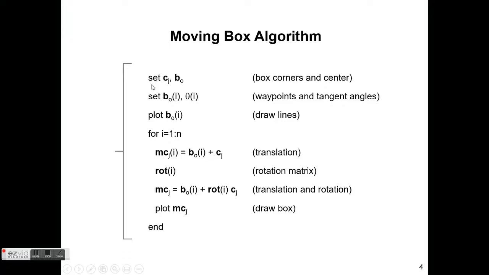At the beginning, you have to define the corner points, the box corner points, and the center vector. And then you have to set waypoints if it's a curve, and then you have to define the tangent angle, and you can draw the line here. For the other waypoints, you have to go through a for loop. If it's a pure translation, you're just adding the translation vector here. For rotation, you have to define the rotation matrix, and then you have to do not only the translation but also the rotation, on the original corner points in the body frame. And then you plot, basically you draw the box, and then finish.